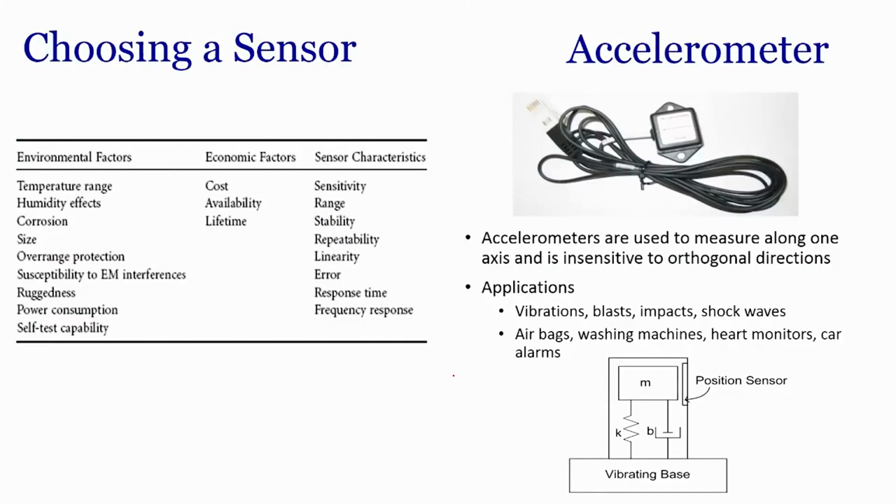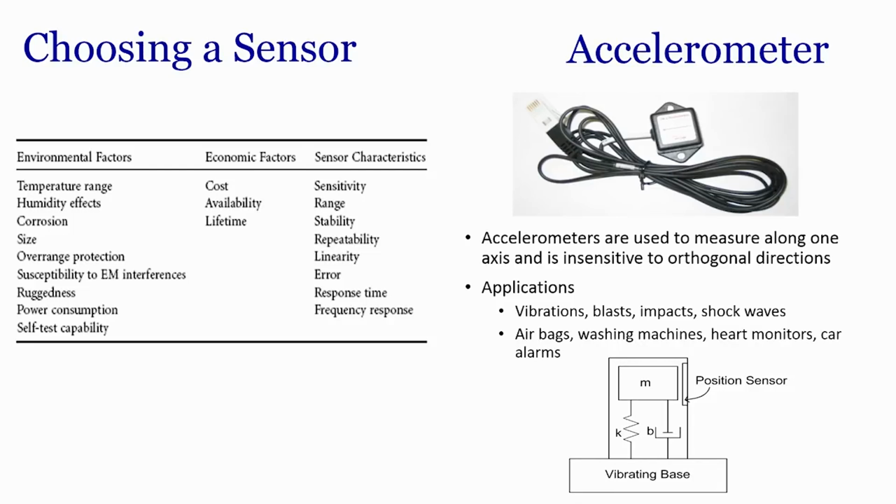If you see on the slide, accelerometers are used to measure along one axis and are insensitive to orthogonal directions. The applications of accelerometers are in vibrations, blast, impact, shock waves, in airbags, washing machines, heart monitors, car alarms, right. So, this is just an equivalent circuit of the accelerometer. You can get an accelerometer ready made, and you can measure the vibrations.